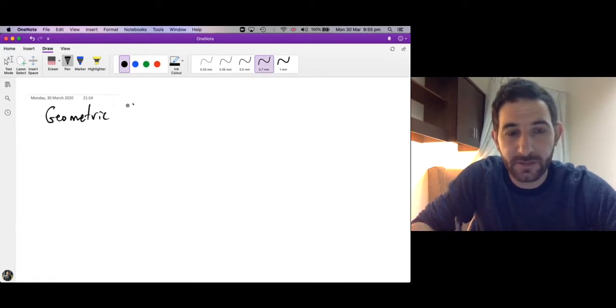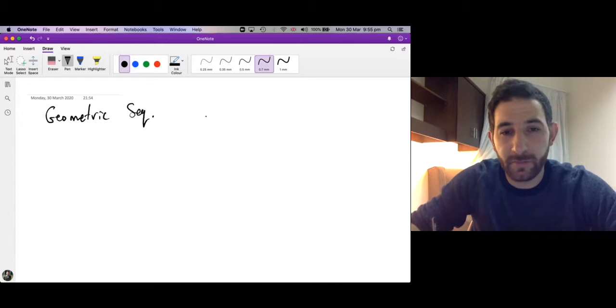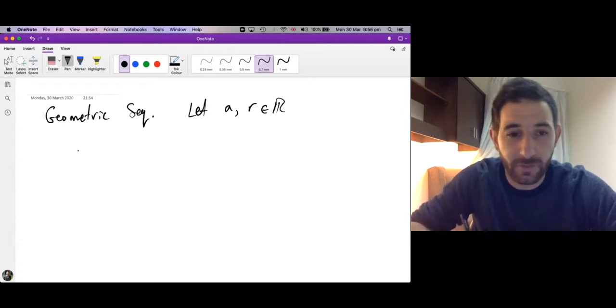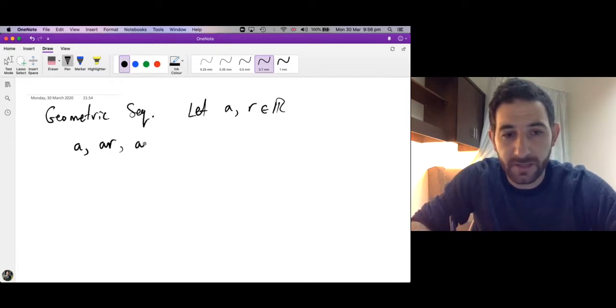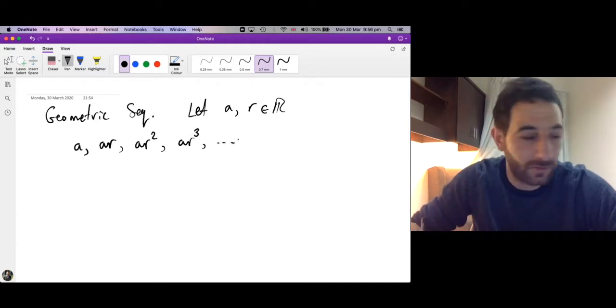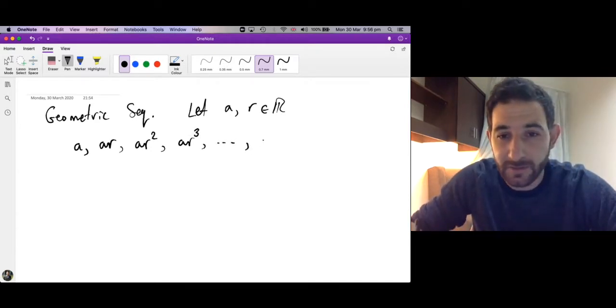So geometric sequences. Remember, we start with two real numbers. We call them A and R, and this is the initial term and this is the common ratio. So the first term of the sequence is A. The second term, we multiply A by R. The third is AR squared. We keep multiplying by R, right? These are the geometric progressions. AR cubed and so on. And suppose we stop at n. So AR to the power n.